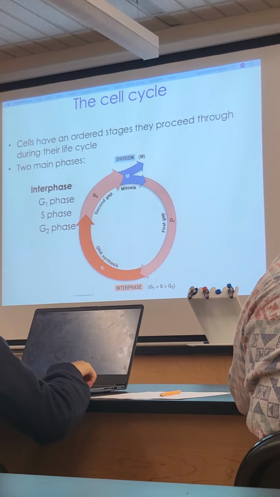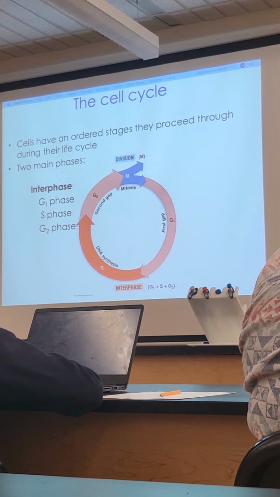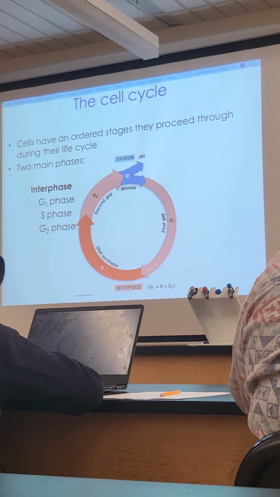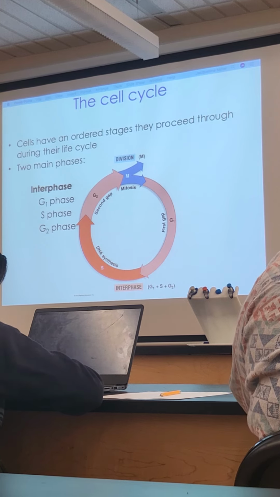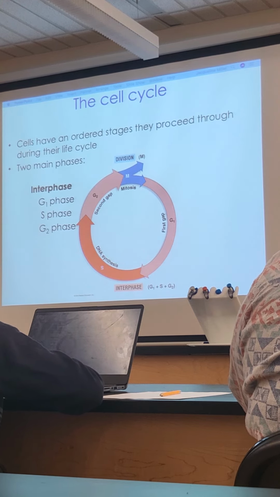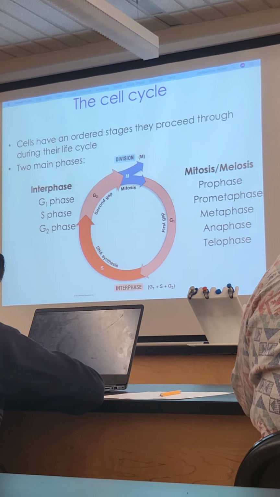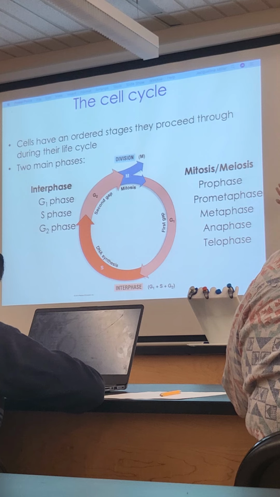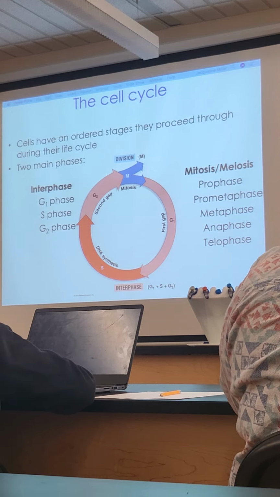Then they realized that there was more going on with interphase. So there was a gap phase, which is called gap 1, first gap, G1. And then DNA was duplicated, so that's called synthesis phase. And then there was a second gap phase before division. So interphase is comprised of G1, S, and G2. And then mitosis or meiosis has these different phases. Obviously for meiosis, this goes through this process twice, but they share those different stages.